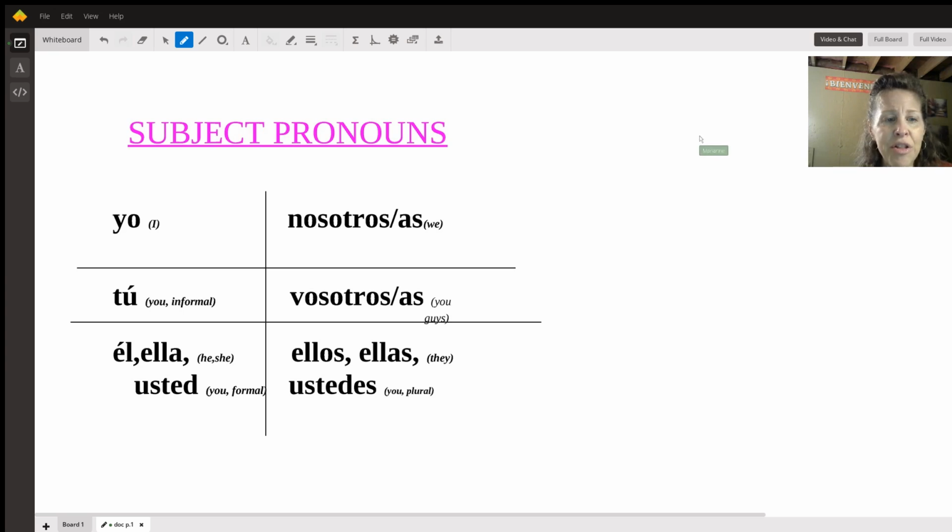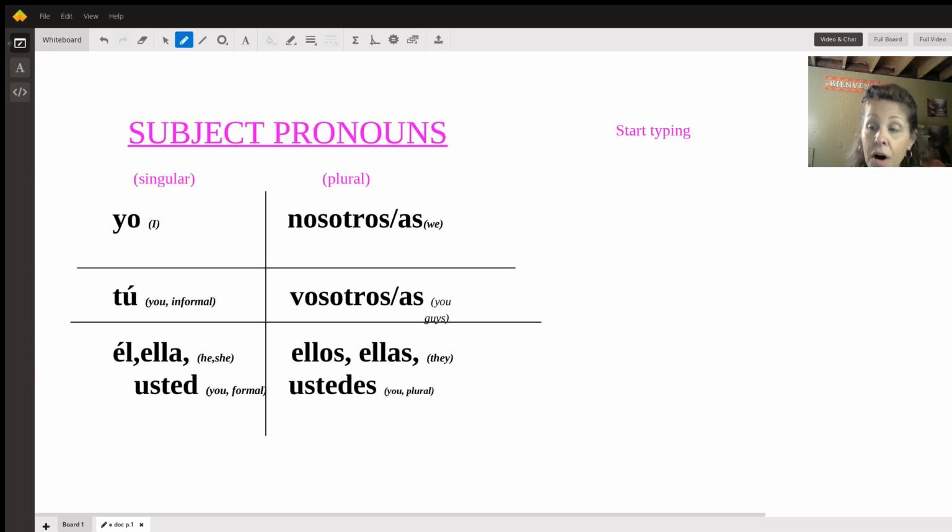Now you'll see on the left here, everything is singular. That's part of the beauty of this chart format for learning Spanish grammar. Everything on the left is singular, all right, just one. So we have yo, which means I. Tú, which means you, but it's the you that is considered informal that you will use with your friends, your family members, and anyone younger.